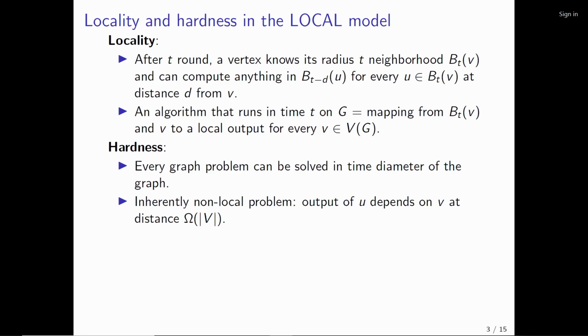And there's also this sort of lower bound notion of what we call inherently non-local problems. I think you can get this feel that, okay, since I only know a ball of radius t around my vertex, there are some problems in graphs where, yes?